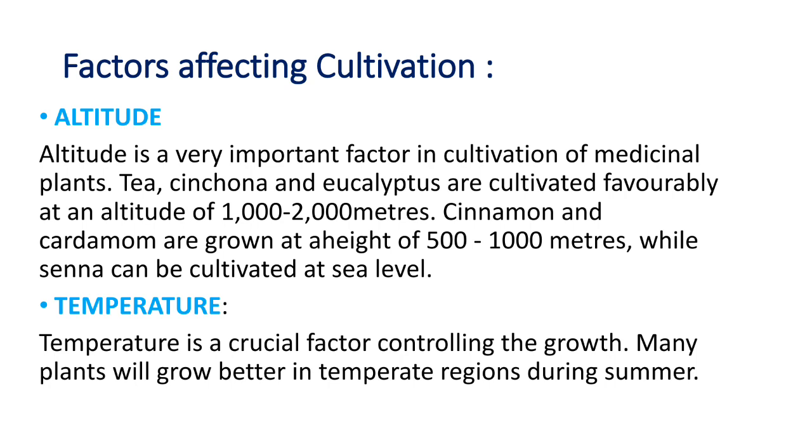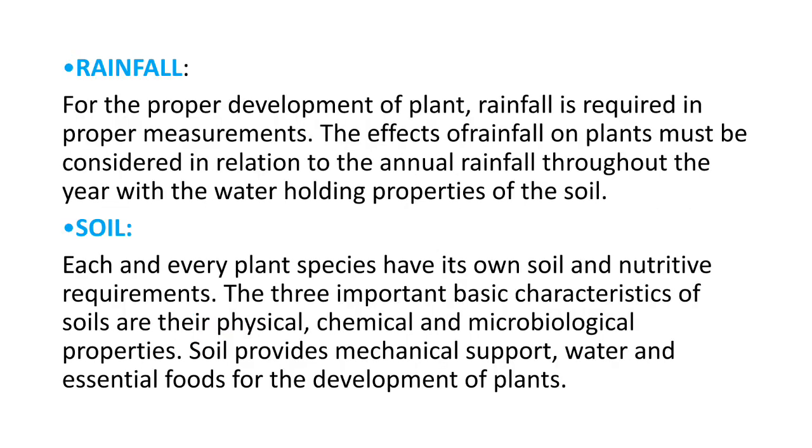Second, temperature. Temperature is a crucial factor controlling the growth. Many plants will grow better in temperate regions during summer. Rainfall. For the proper development of plants, rainfall is required in proper measurements. The effect of rainfall on plants must be considered in relation to the annual rainfall throughout the year with the water holding properties of the soil.